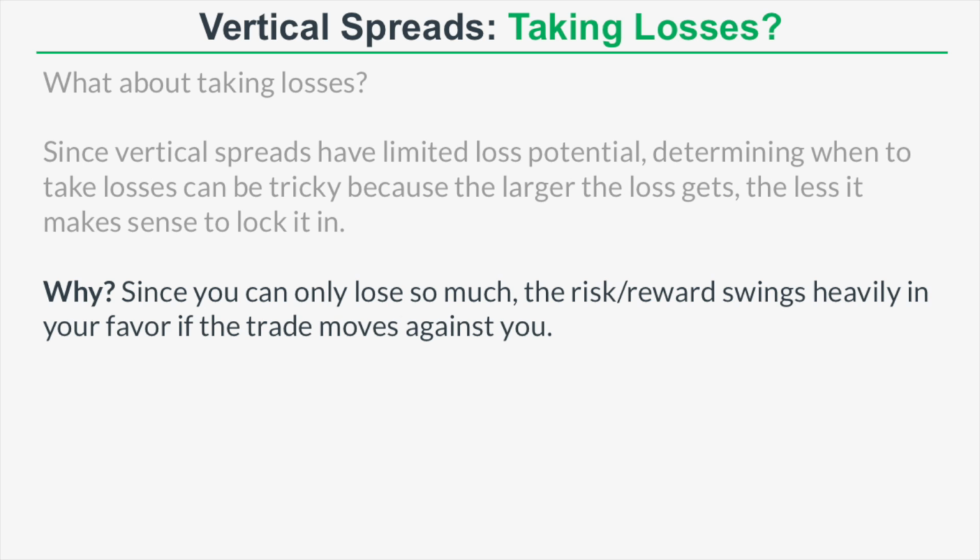So if you sell a spread, for example, and your maximum loss potential is $500, if that trade moves against you and you're down $450, then you can only lose another $50 on the trade, but you can make back the $450 in losses, plus you still have that profit potential if the trade moves back in your favor. So let's go ahead and look at a quick example just to show you exactly what I mean.